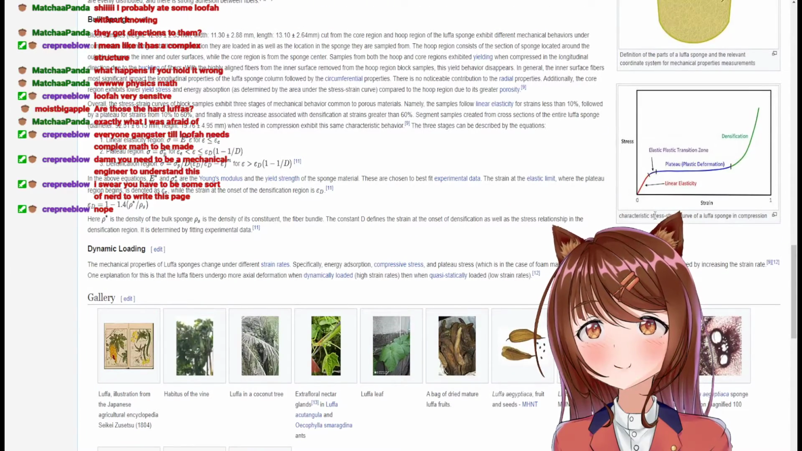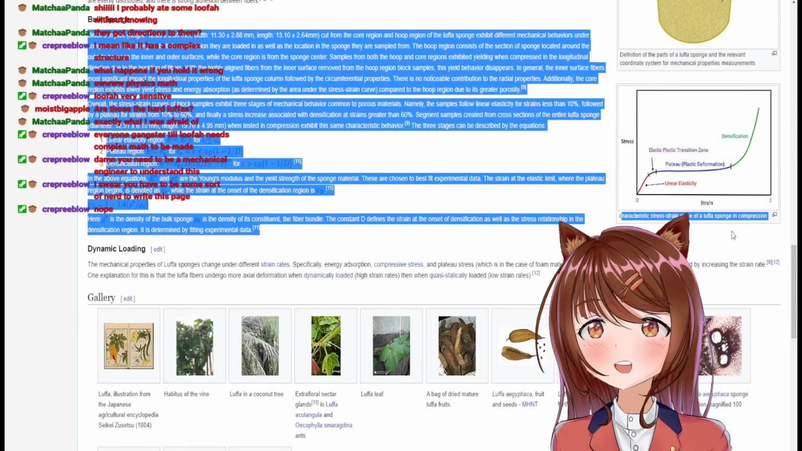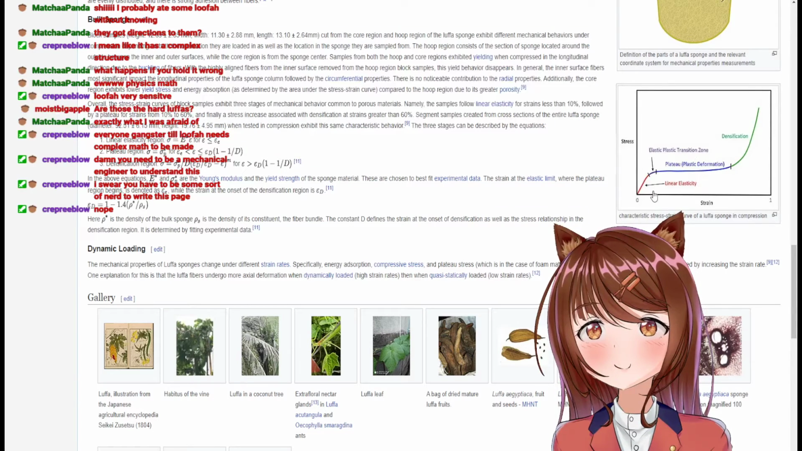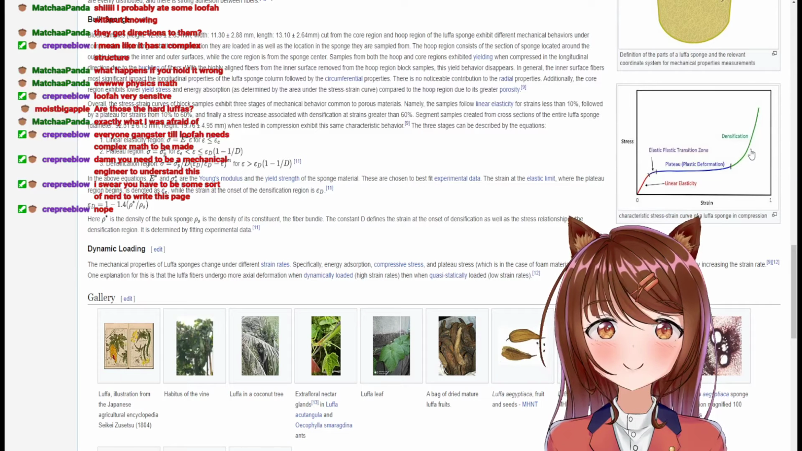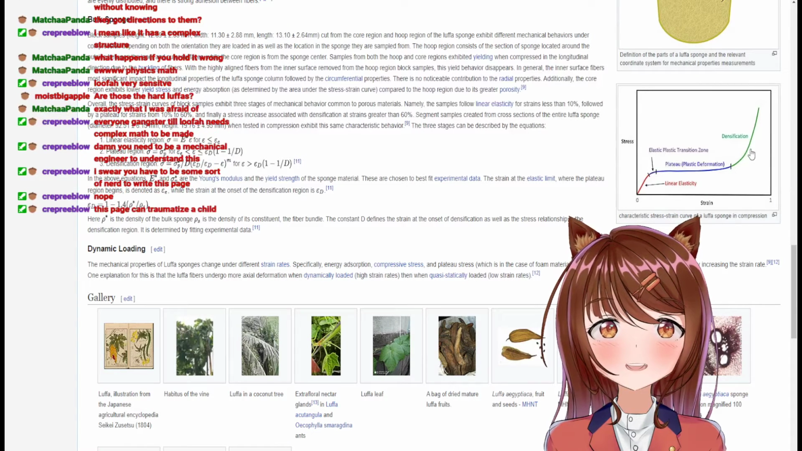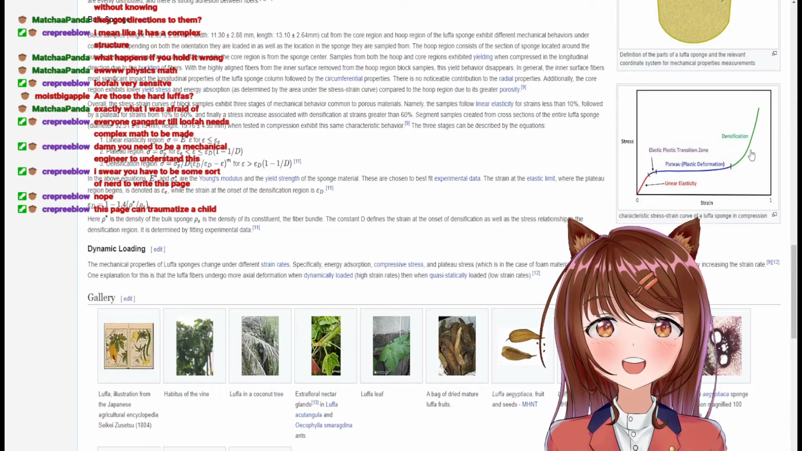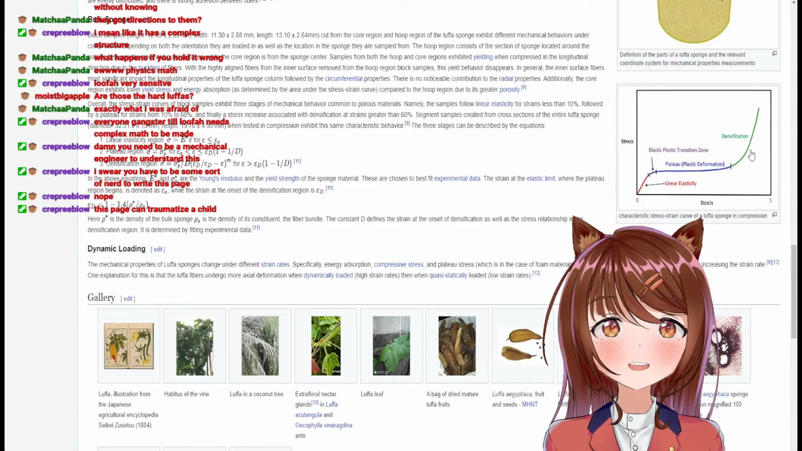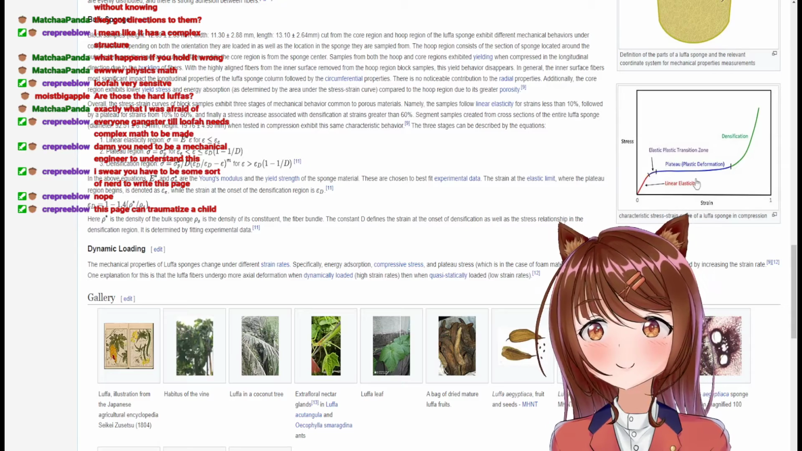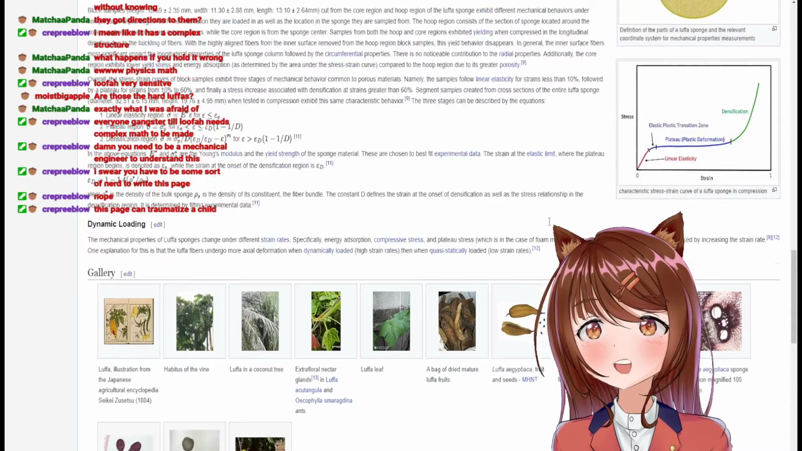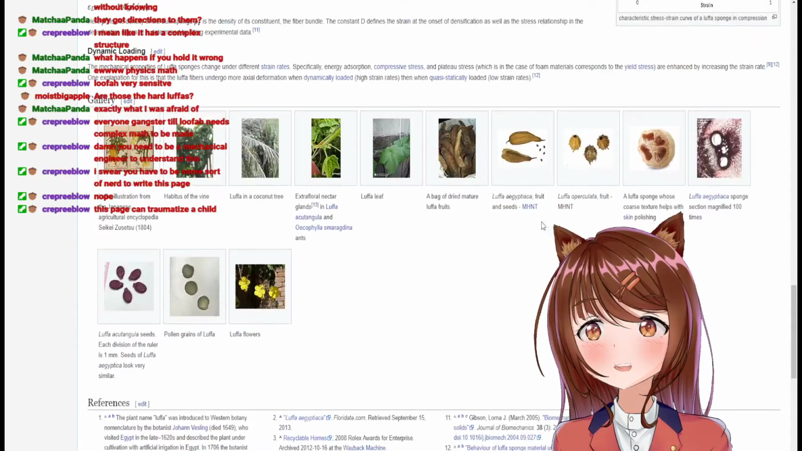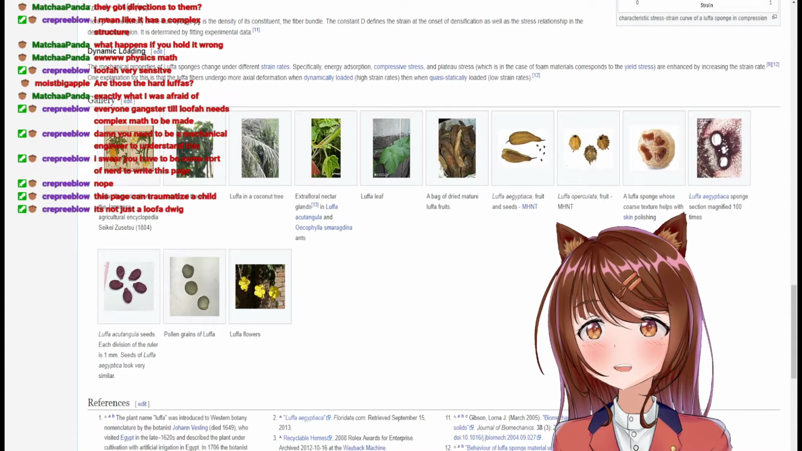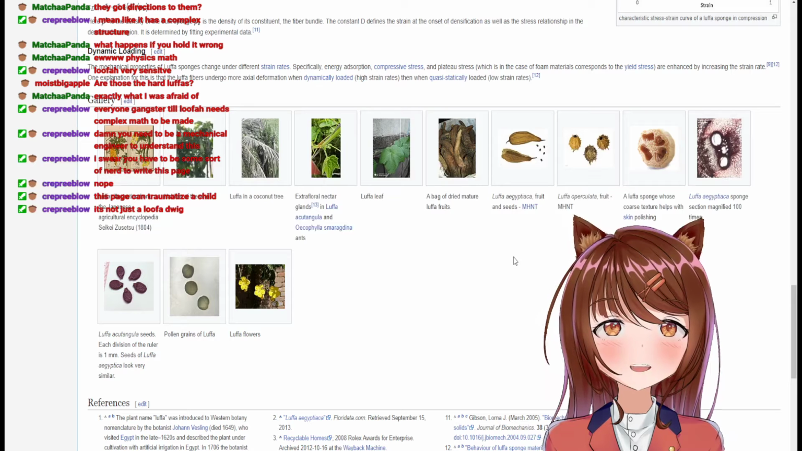Oh, look, it talks about it here. Characteristic stress strain curve of a loofah sponge in compression. It's a loofah. This page can traumatize a child. Well, this content has an adult warning, so I think we're good. Yo, I'm growing some loofahs right now. Should I be concerned? Is this rocket fuel?